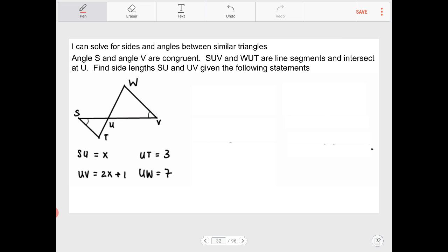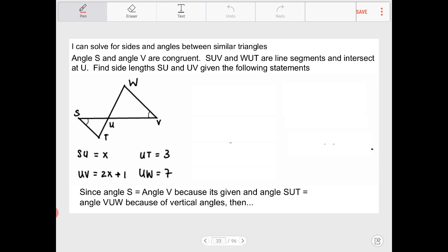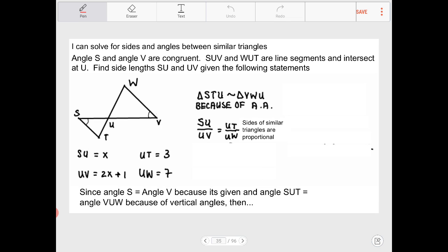And welcome back. So hopefully you guys had some time to think about this. These two triangles are in fact going to be similar because these angles over here are going to be congruent because of vertical angles. So now I have two corresponding pairs of congruent angles. And yes, these two triangles are going to be similar because of the angle-angle theorem. So knowing this fact, I can then establish some proportions. I know that SU to UV will be the same as UT to UW.